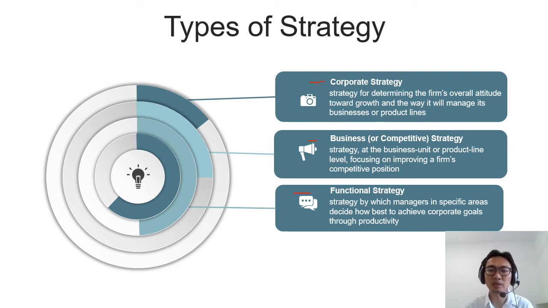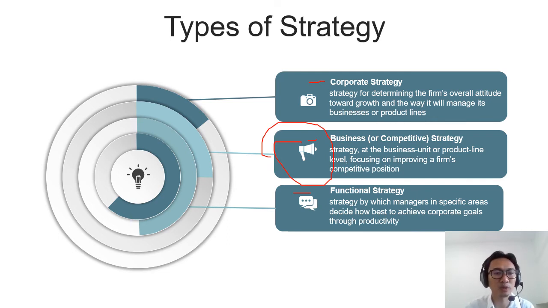This will also determine how they want to grow in the future. Now, then we move on to the business or competitive strategy, the second one. When a corporation owns and operates multiple businesses, they must develop different strategies for different businesses. So business or competitive strategy takes place at the level of each business unit or product line. What business strategy does is focus on improving the company's competitive position.